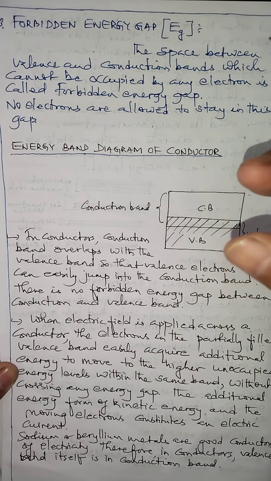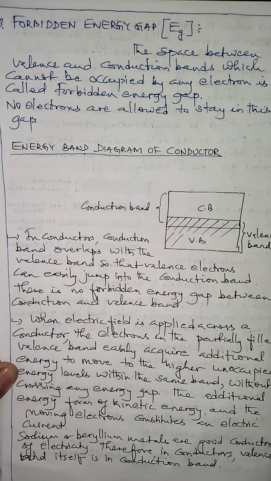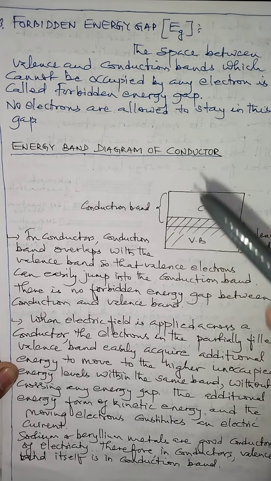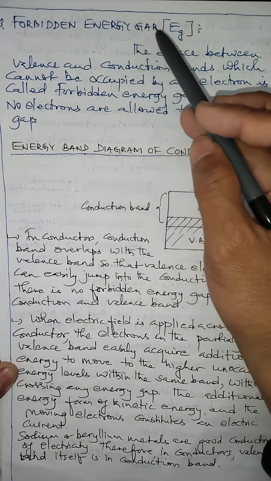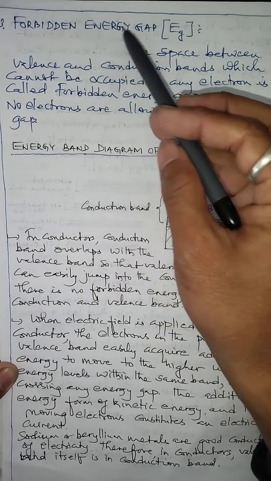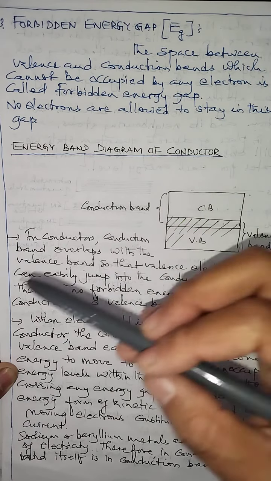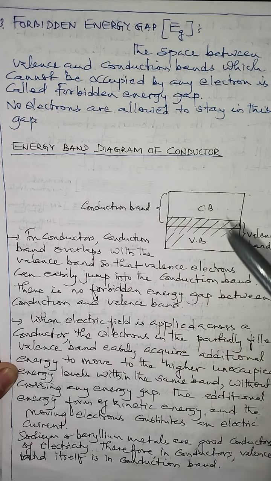The conduction band and valence band have an energy gap. There is a gap or space between the conduction and valence band, and in this gap no electrons are allowed to stay. Such a gap or space is expressed as the energy gap, and this energy gap is also called the forbidden energy gap. Forbidden means strictly not allowed, that is, no electrons are allowed to stay in the gap.